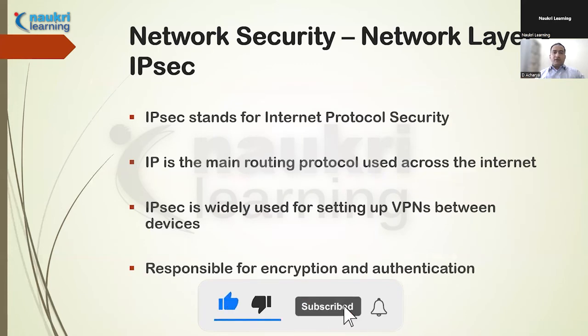Okay, so next we have network security at the network layer. The network layer is basically the third layer, layer 3 in the OSI model, and it is responsible for routing the information from the sender to the corresponding recipient. It also ensures the best route path.